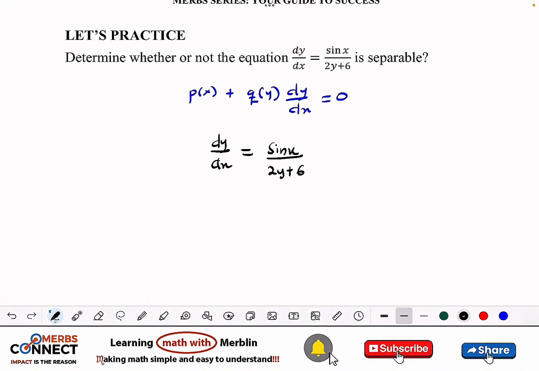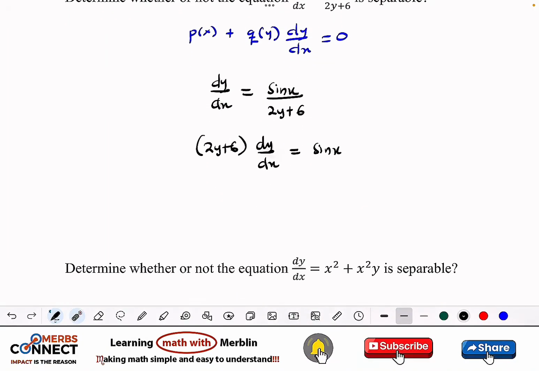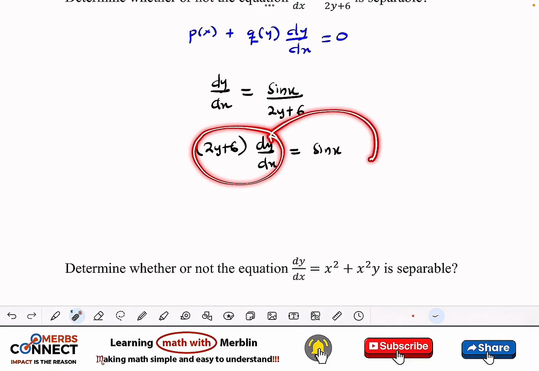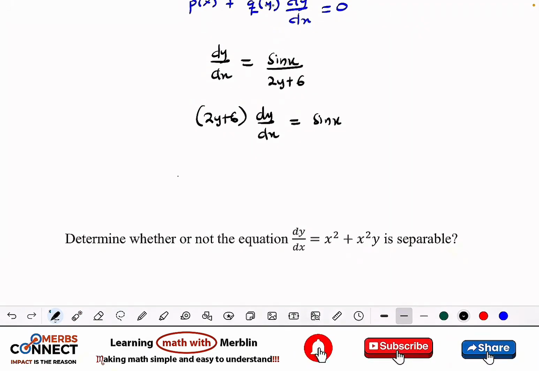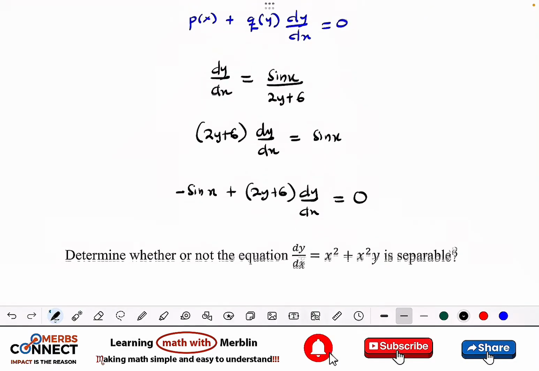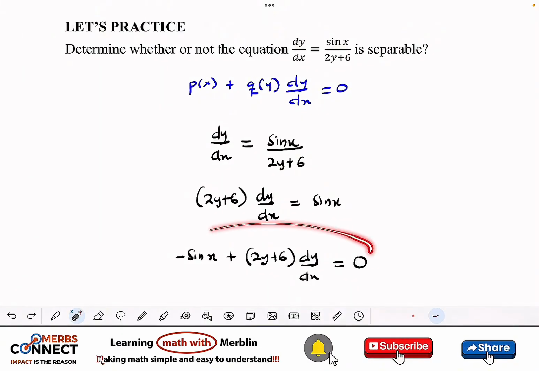So now let's see what we can do. The first thing we can do is multiply this to the left. When I do that, I'm going to have 2y plus 6 times dy over dx is equal to sine x, right? Then what can I do again? I can decide to move this term to this side, or I can decide to move the other term to this side. Any of them holds. So when I move it, I'm going to have minus sine x plus 2y plus 6 times dy over dx, which is equal to 0, right? And we can see that this is of this form.